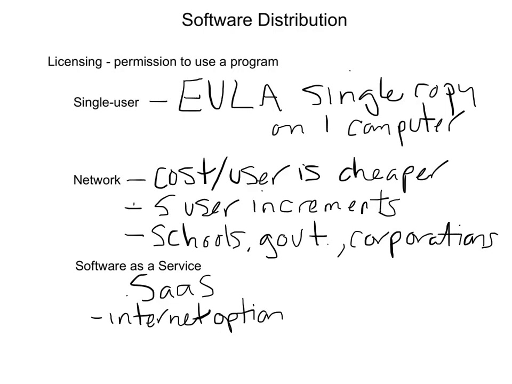Can anybody give me an example of software as a service? Evernote. Very good. What else? Dropbox, another good one. Right? These are all applications that you don't necessarily need to install on your computer to use. You can just go to a website and do it. Any other examples?